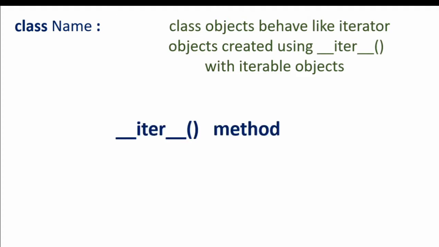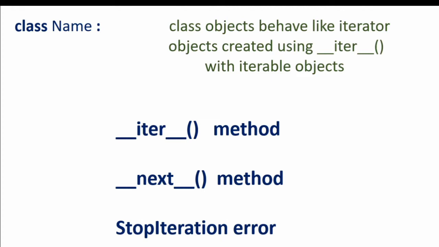To do so, our object must have an iter method, since, as we've seen in the previous video, iterators are also iterable objects, so they have the iter method. They must also have a next method, because iterators have a special next method which will give us the items one at a time. And finally, our object must raise a stop iteration error whenever the items are exhausted when we call the next method manually.